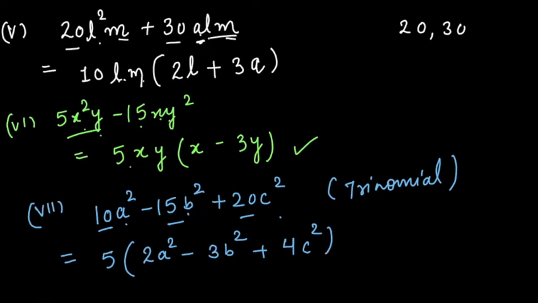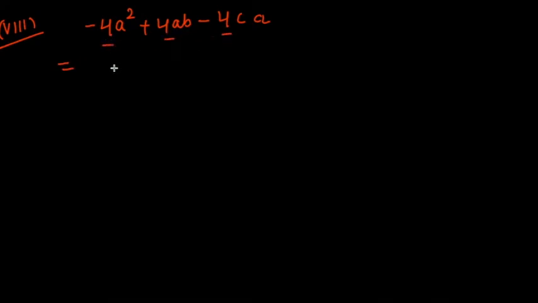I'm changing the screen and moving to the 8th part, which says minus 4a square plus 4ab minus 4ca. Now 4, 4 and 4, all three terms have 4, so I can take 4 common. Here you have a square, here you have a and another a here, so a can also be common. B and c cannot be common.